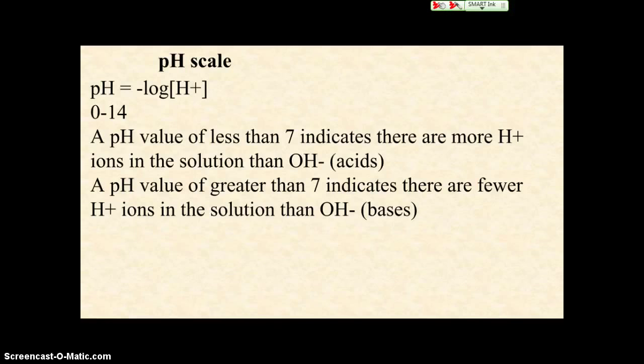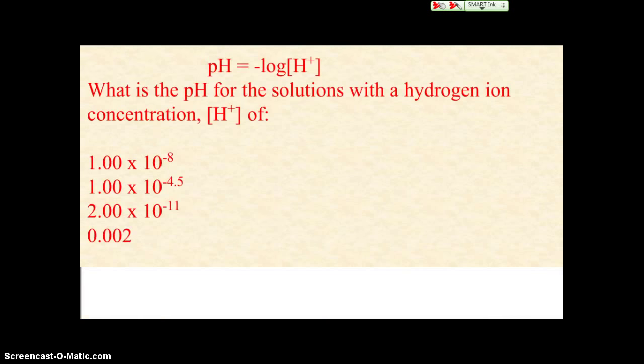So a pH less than 7 is going to mean there's more H plus ions, or it's acidic. And a pH greater than 7 is going to mean you have fewer H plus ions and more OH minus, and it's basic. And of course, if it's a pH of 7, you've got equal numbers of both H plus and OH minus. So how do you find the pH of these 4 items?